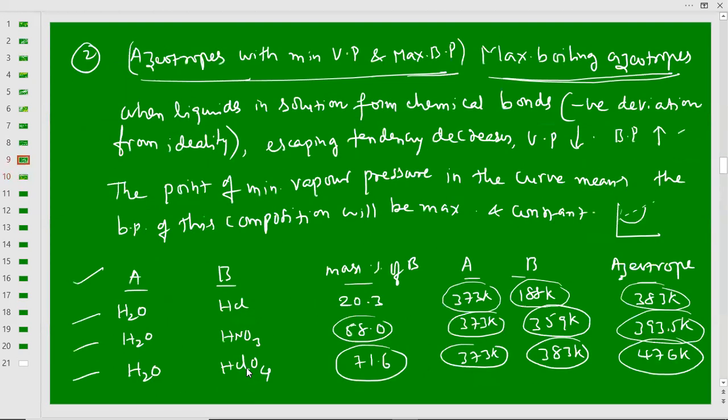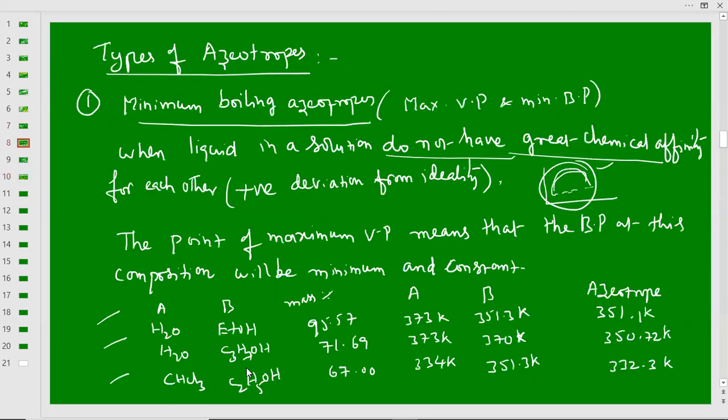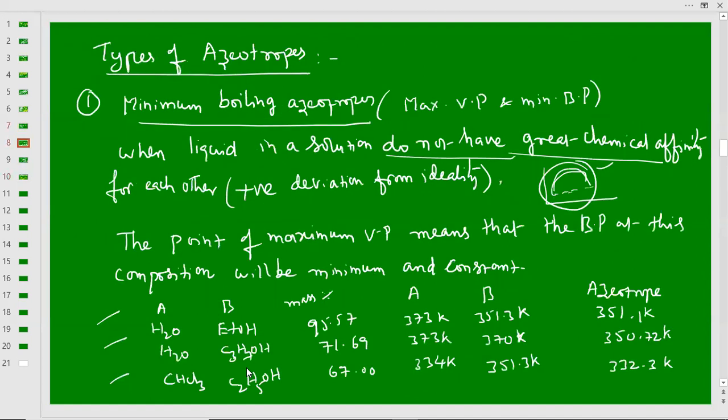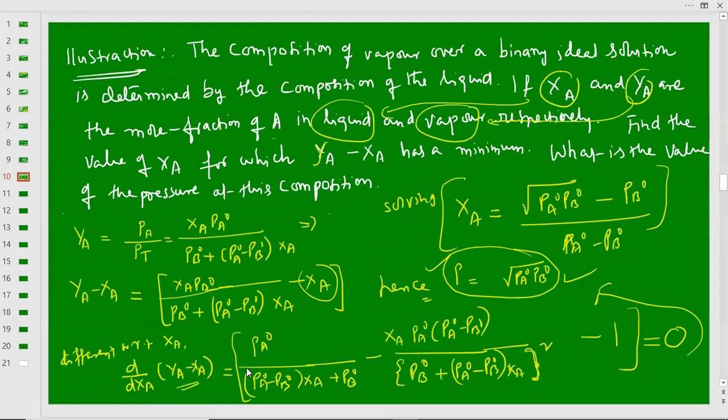And coming to what we discussed, we started with azeotropes. We defined azeotropes: an azeotrope is a solution of a certain composition that boils at a constant temperature. Then we discussed the types of azeotropes, minimum boiling azeotropes as well as maximum boiling azeotropes, with examples, the composition and experimental determination values. One illustration also we have considered. Azeotropic mixtures are important from the examination point of view.